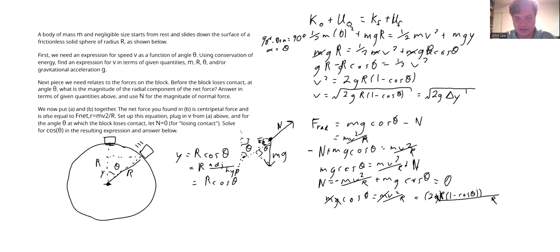So you get cosine theta is equal to 2 times 1 minus cosine of theta. So 2 plus... or 3 cosine of theta is equal to 2, or cosine of theta is equal to 2/3.